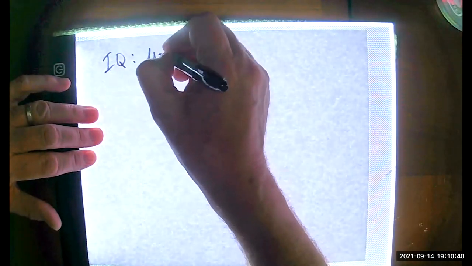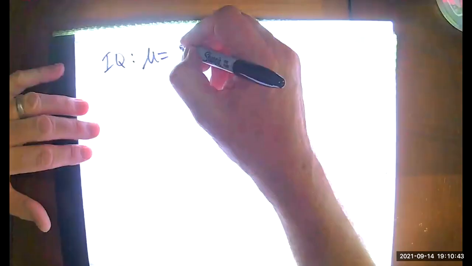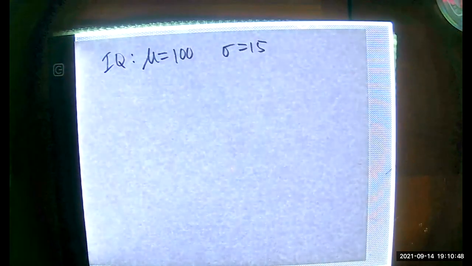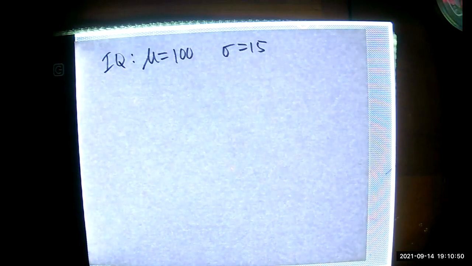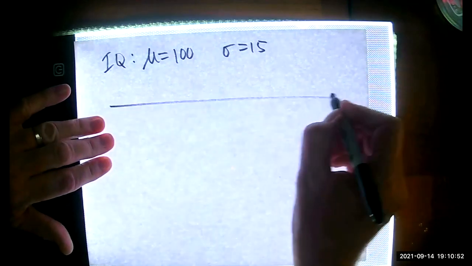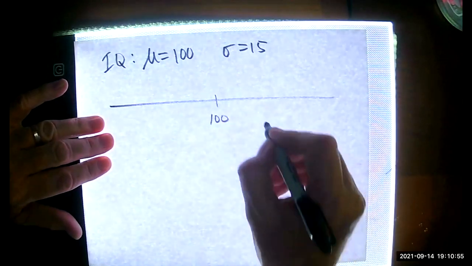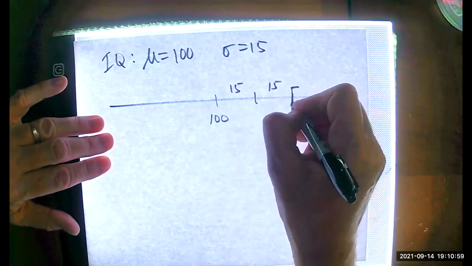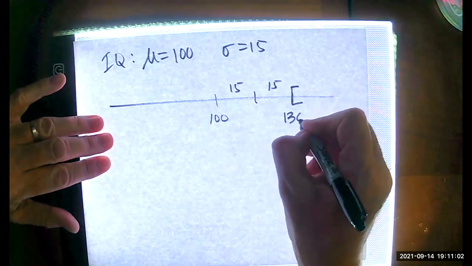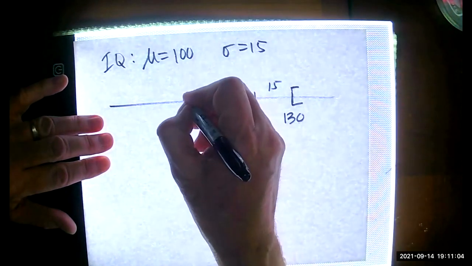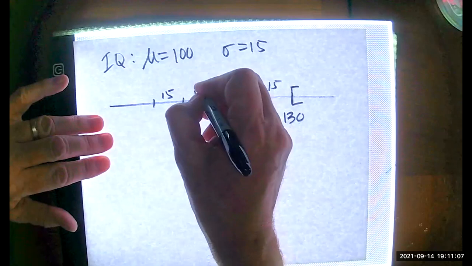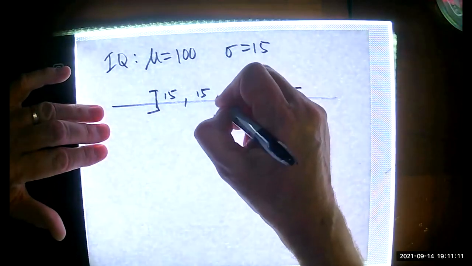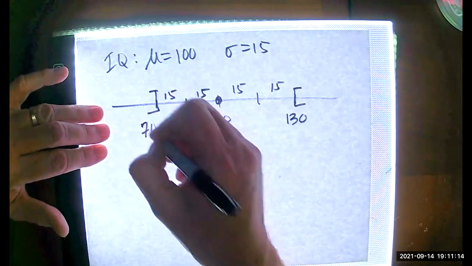IQ. Population-wise, we have a mean of about 100 and a standard deviation of 15. So, if I put that on a scale, we got 100 essentially right in the middle, and I take steps of 15 up, 2 of them. 15 and 15 is 30. So we've got 130 there. Steps of 15, 2 of them on the way down. I've got 70 there.